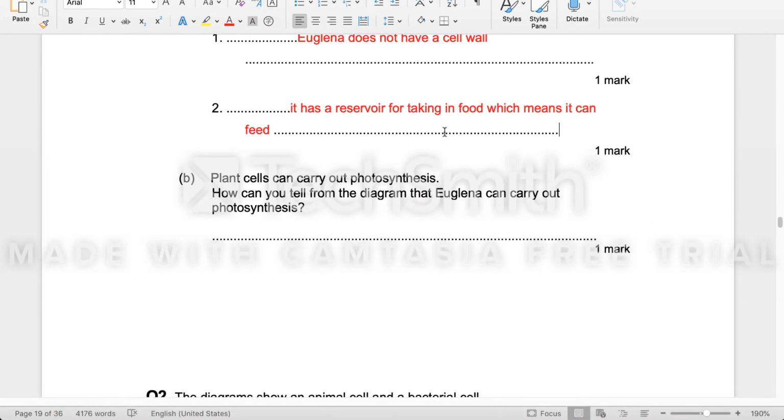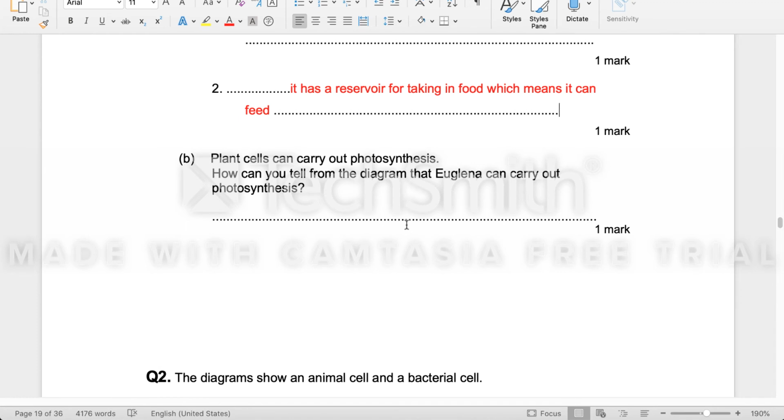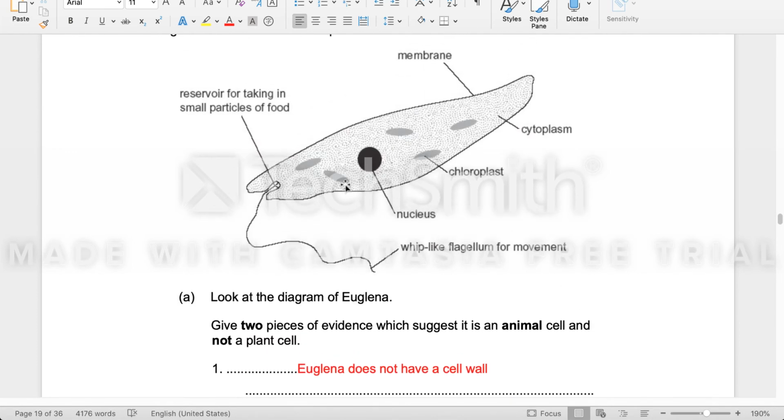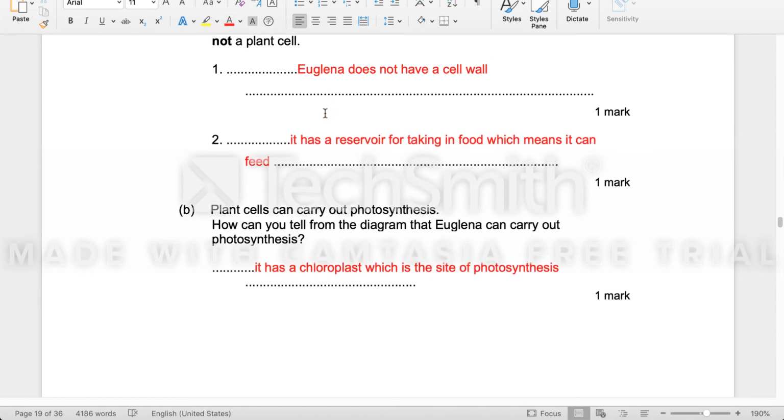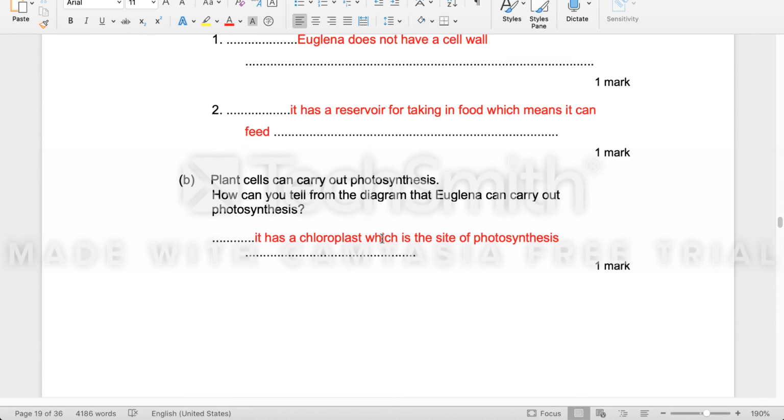Okay. All right, part B here. Plant cells carry out photosynthesis. How can you tell from the diagram that Euglena can carry out photosynthesis? Okay, so look up here. How can you tell that this organism right here can undergo photosynthesis? What is a major clue that is linked with photosynthesis? Hopefully you looked at the chloroplast, because chloroplasts are the main organelle that helps any plant undergo photosynthesis. So let's write that down. It has a chloroplast, which is the site of photosynthesis. Perfect.